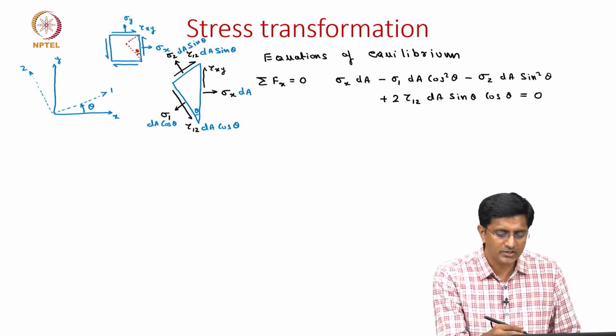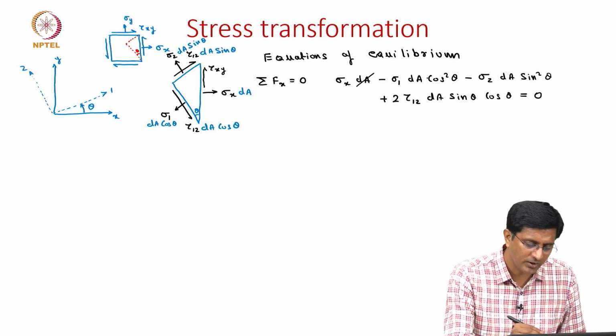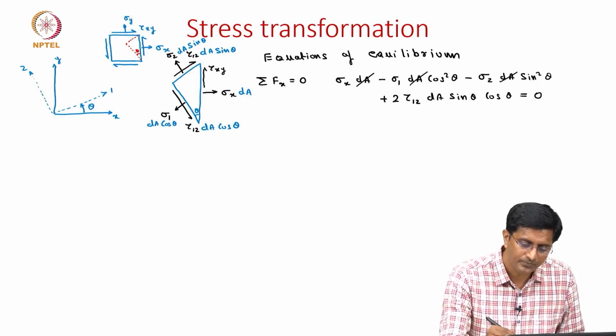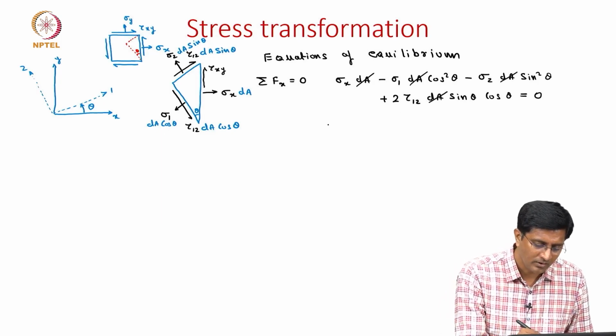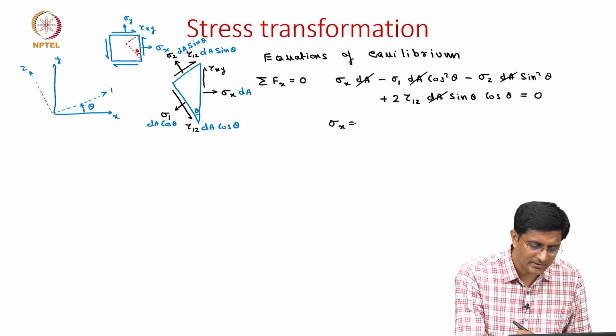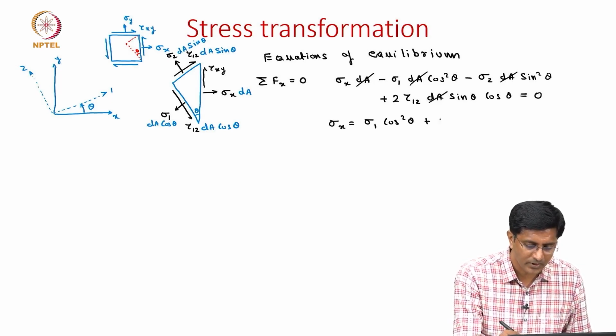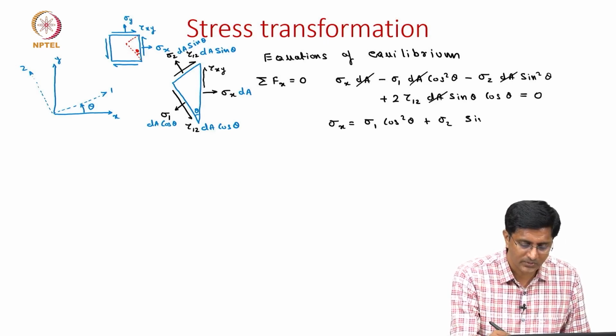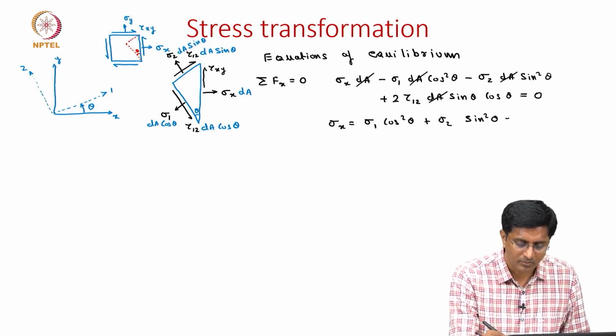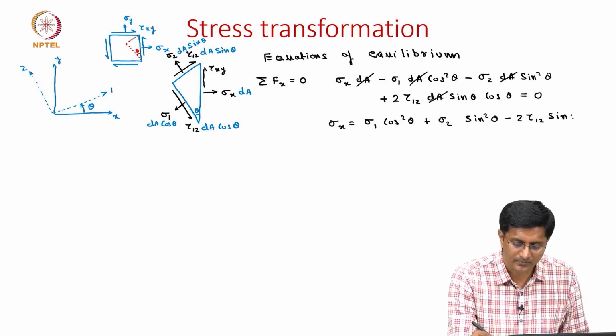Since we notice that dA is common in each of these terms, that can be removed, and then I should be able to write sigma x as sigma 1 cos square theta plus sigma 2 sin square theta minus 2 tau 12 sin theta cos theta.